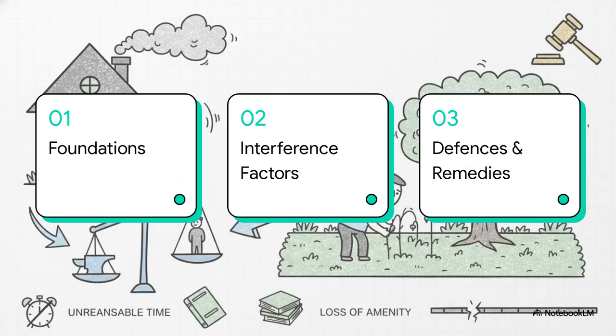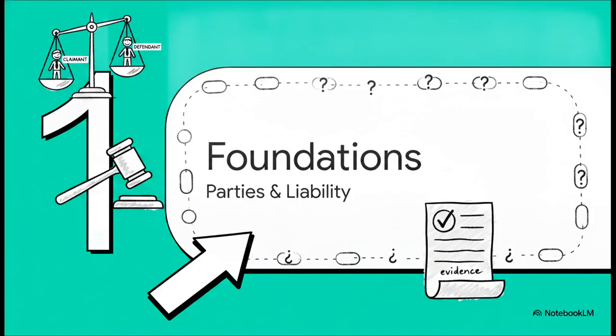You're going to break this down logically. On today's agenda, we have 1. The foundations of private nuisance, 2. Unreasonable interference factors, and 3. Defenses and legal remedies. Okay, moving right into part 1, foundations of private nuisance.